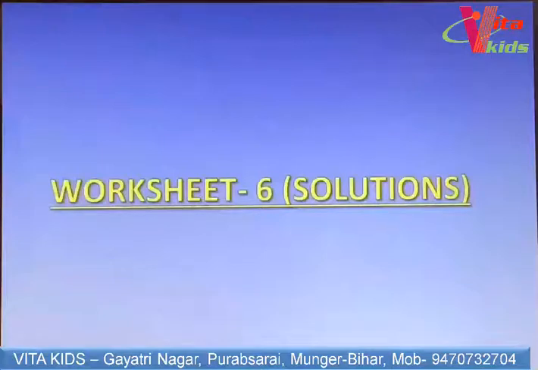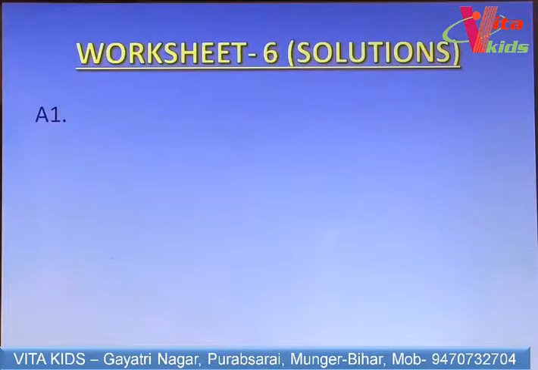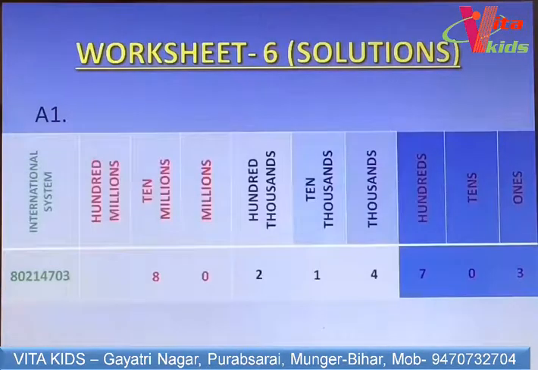Let us look at the solutions of worksheet 6. I had shared worksheet 6 in my previous video. First question was, write the following numbers in words, international system. For this, first we'll place the number according to the place value chart. Here the digits have been placed according to the place value chart.